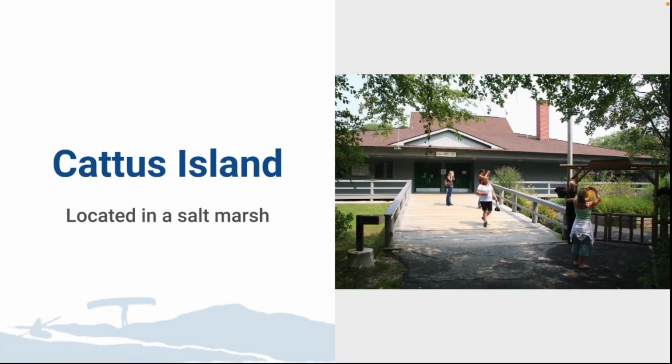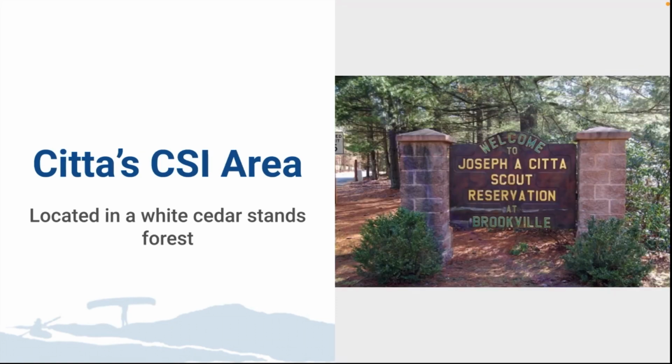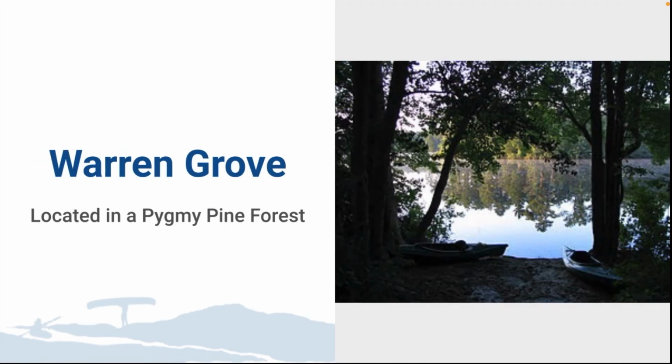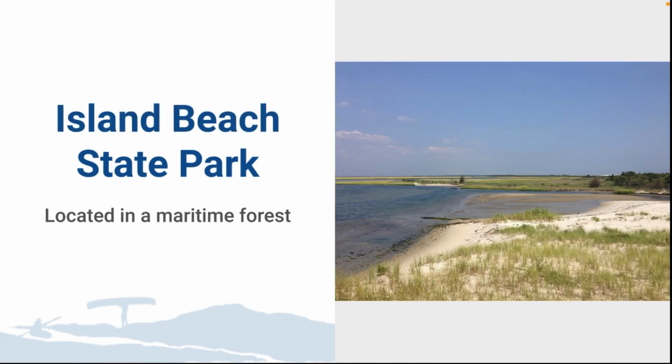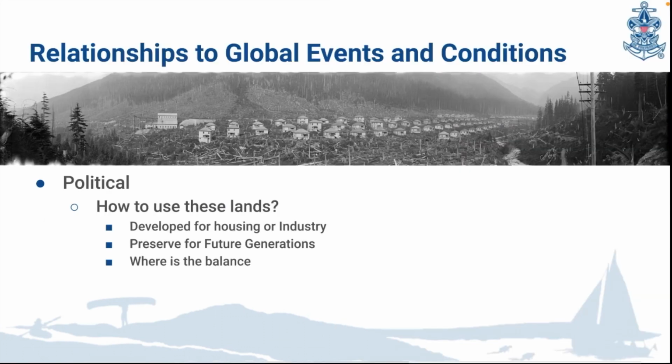Just a reminder, the 4 environmental study areas we looked at before were Caddis Island, CSI area at Sita, Warden Grove, Island Beach State Park. So, relationships to global events and conditions. Let's look at political events and conditions first.